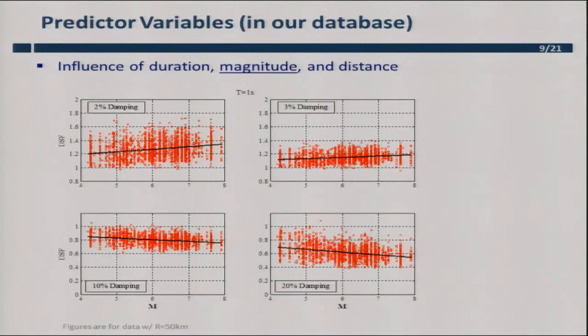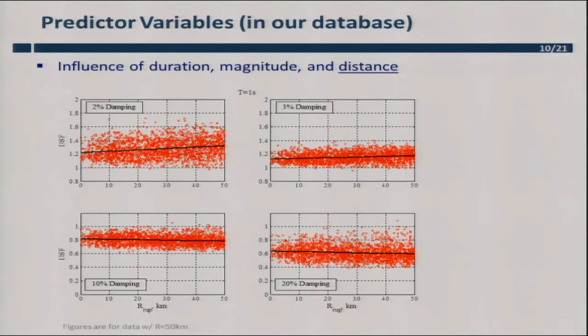So here you see an example of data that we have. The magnitude influences DSF very significantly. This pattern is consistent among all periods. And here you see the DSF being affected by distance. The pattern is not as much, but it's still significant enough that we decided to include it in the model because it took away some of the dependence on the duration after we did our residual studies, especially at lower damping ratios.